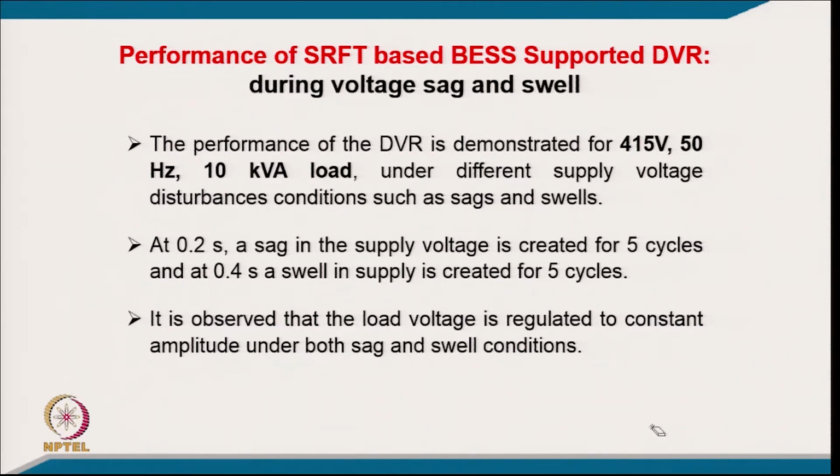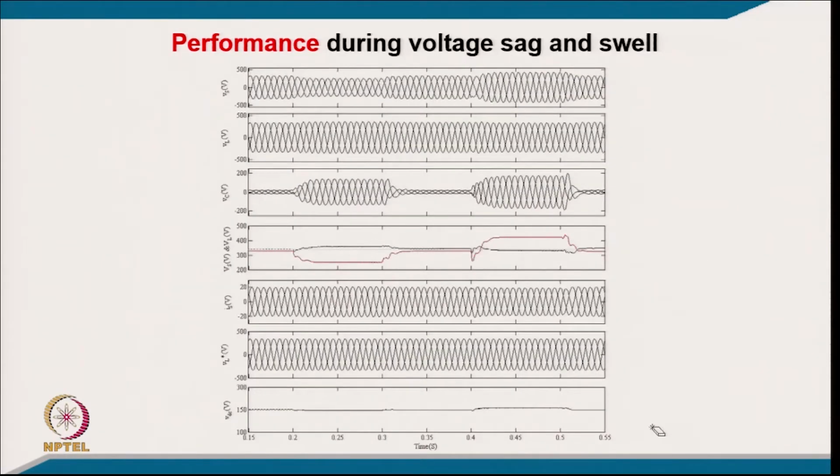A sag in the voltage is applied first for 5 cycles and then a swell for 5 cycles, and it is observed that the load voltage is regulated to a constant amplitude under both voltage sag and voltage swell conditions. This is the typical result. You can just see the first waveform. Here it is the supply voltage, or the voltage at the point of common coupling, and there is a voltage sag for 5 cycles, then nominal voltage, then swell for 5 cycles, then the nominal voltage, then again a sag and swell for 5 cycles in the PCC voltage.